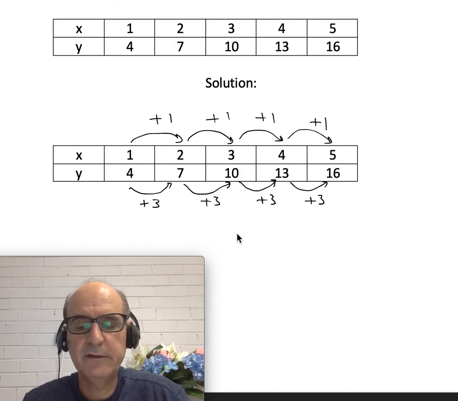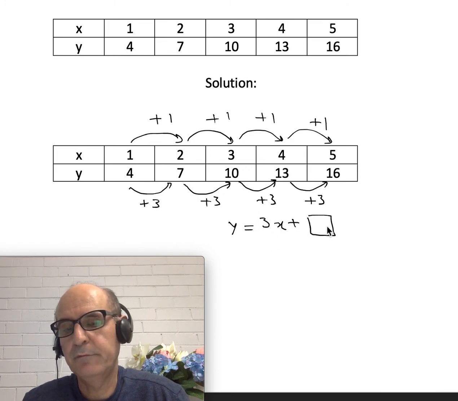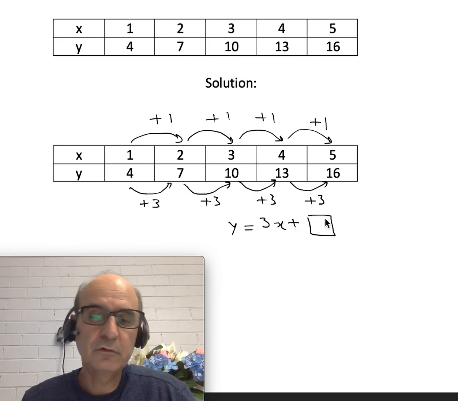So, as before, my equation is going to be y equal to the number by which y is going up, which is 3 times x, plus a value. Before, this value was the same when I had 0 for x, and whatever I had for y would have gone here. But here I don't have that situation. So how do I work this out?